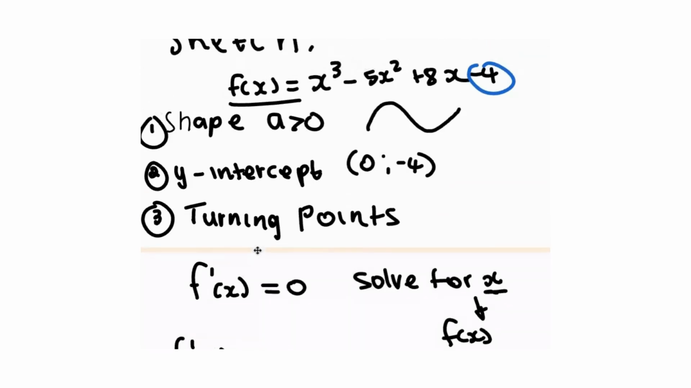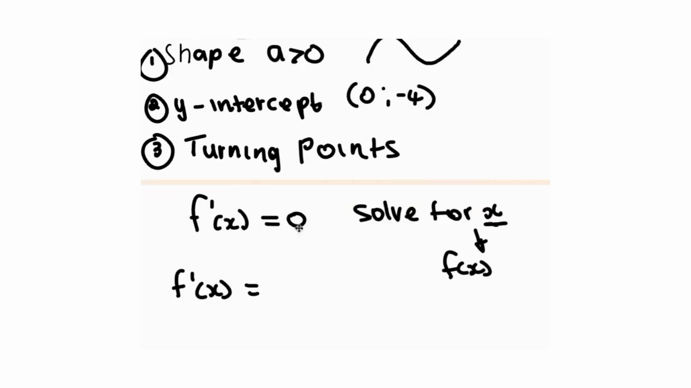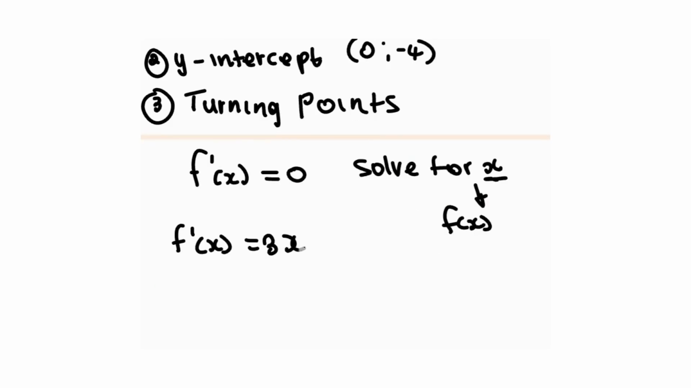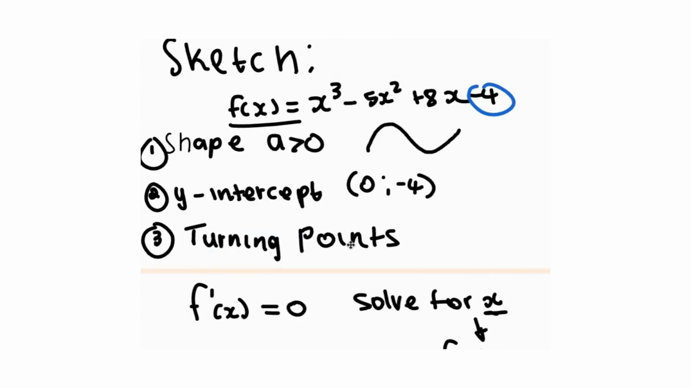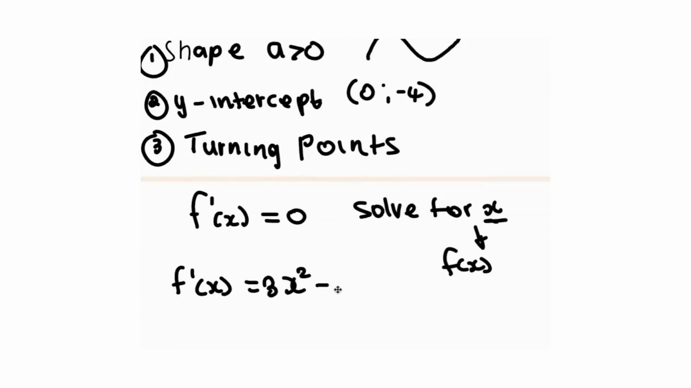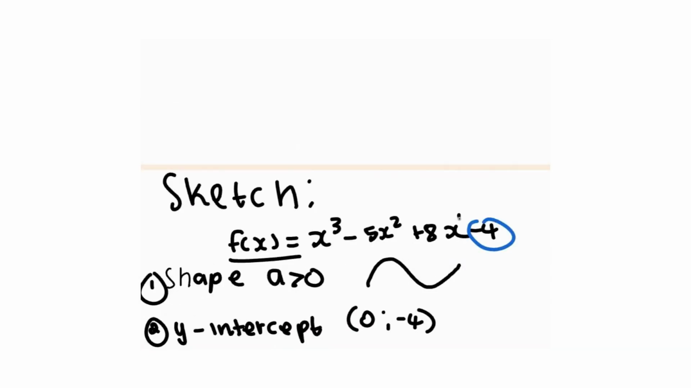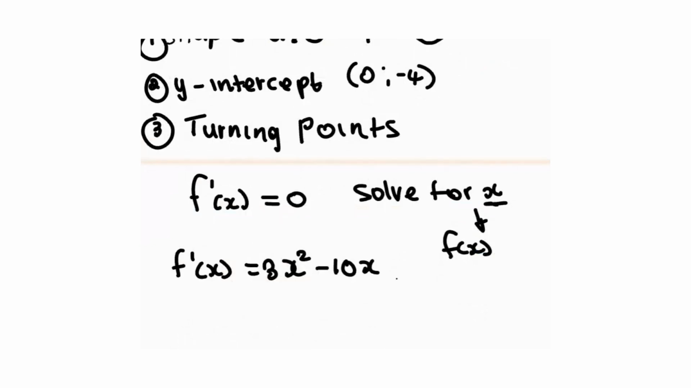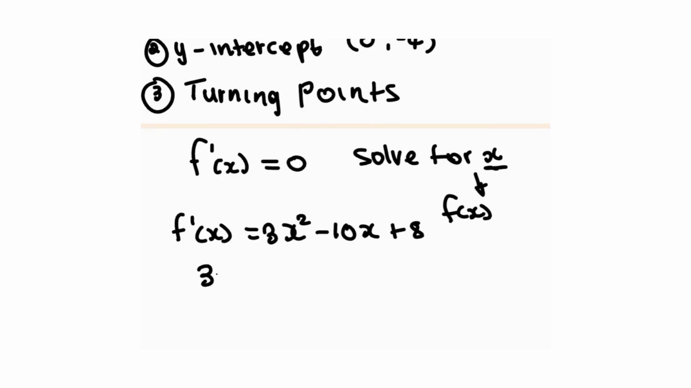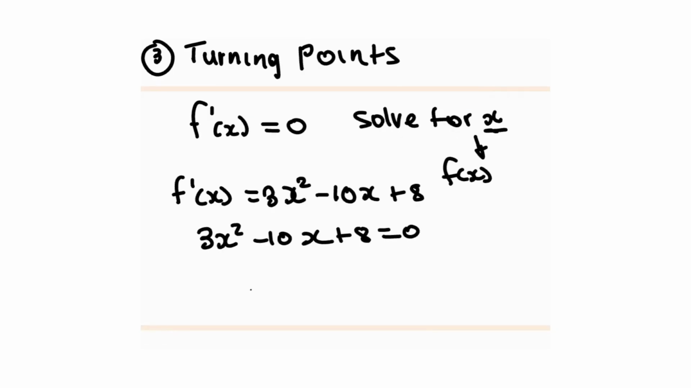So the first derivative, we have 3 times 1, that would be 3x to the power of 2, minus 5 times 2, that is -10x, and then 8x, we just have 1 times 8, which is just 8. So this is our first derivative. Then we are going to say 3x squared minus 10x plus 8 is equal to 0. And we're solving for x.